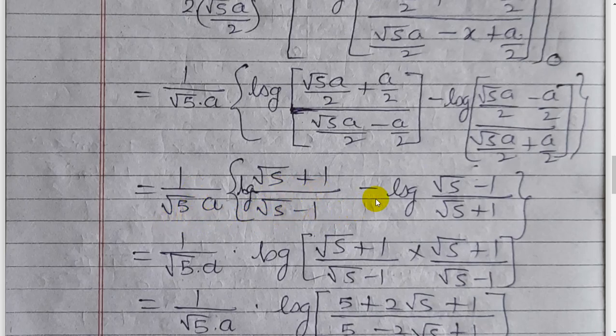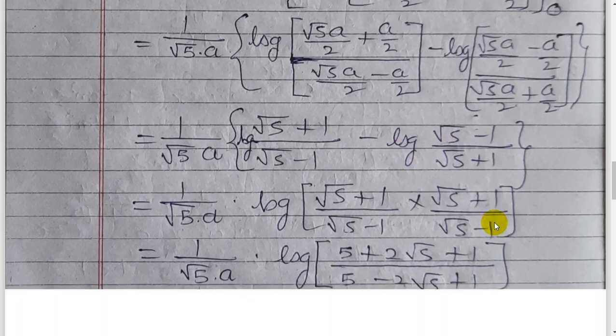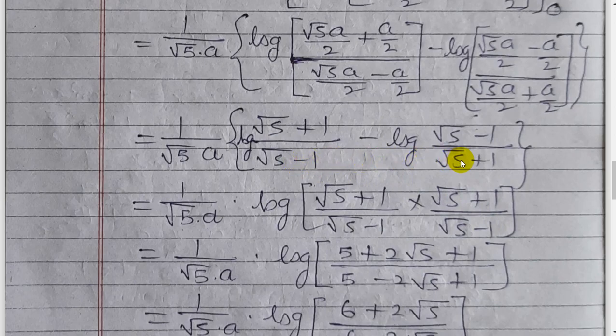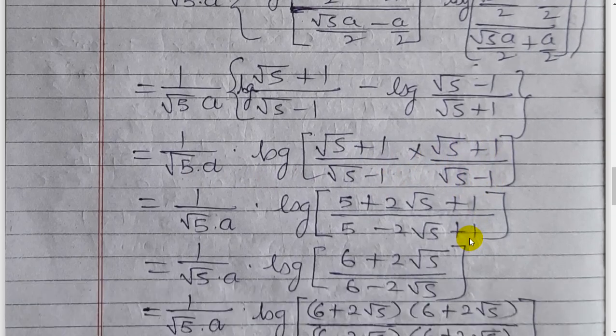root 5 minus 1 minus log of root 5 minus 1 upon root 5 plus 1, which is of the form log m minus log n, and has a formula log m into n. So we write here I equals 1 upon root 5a into log of root 5 plus 1 upon root 5 minus 1 multiplied by root 5 plus 1 upon root 5 minus 1. Now we multiply numerator to numerator and denominator to denominator because of multiplication here.